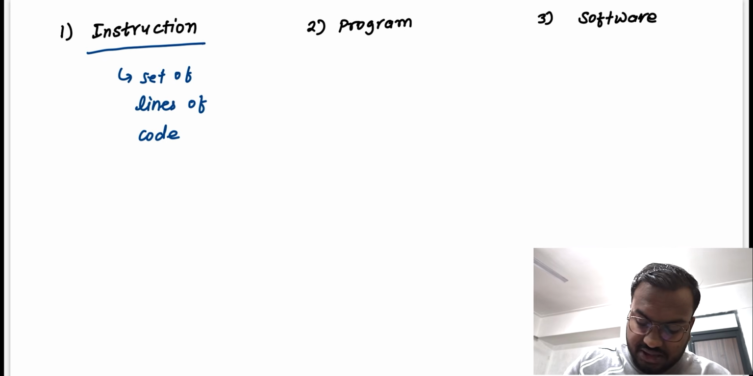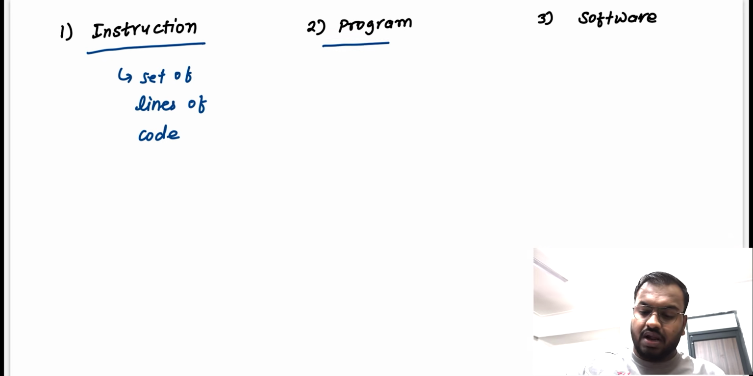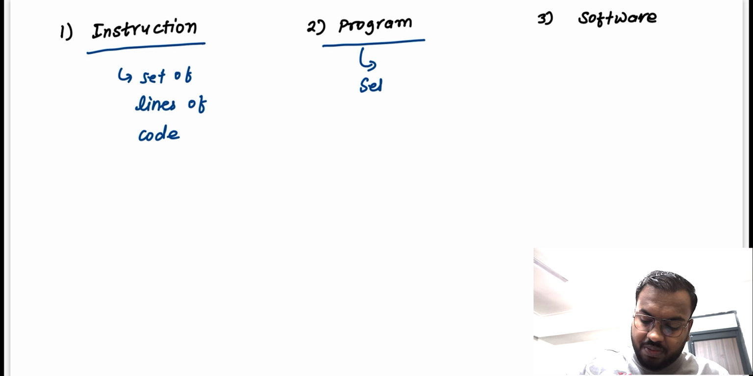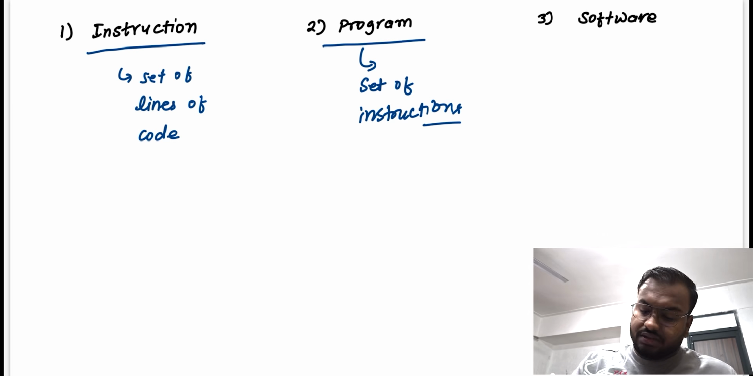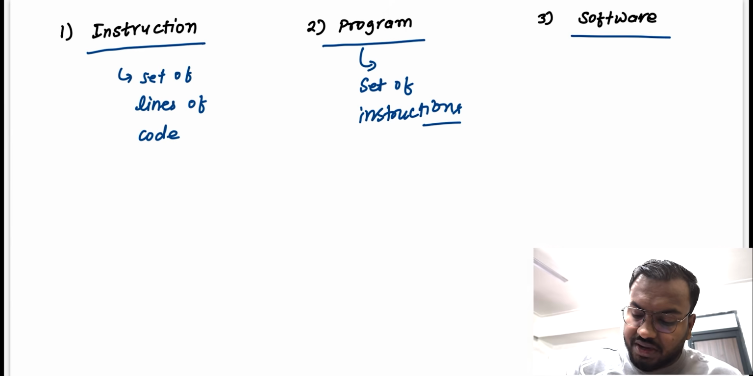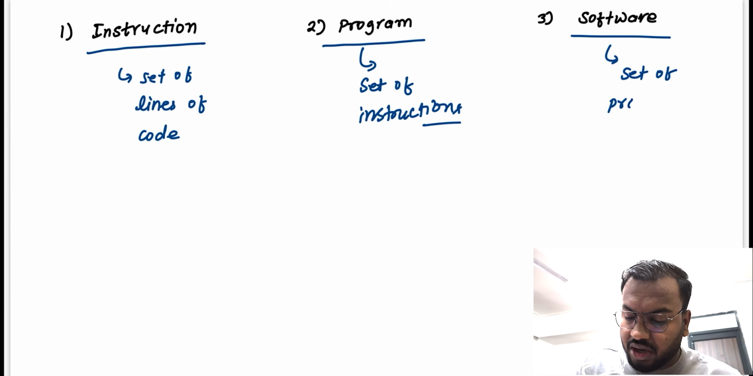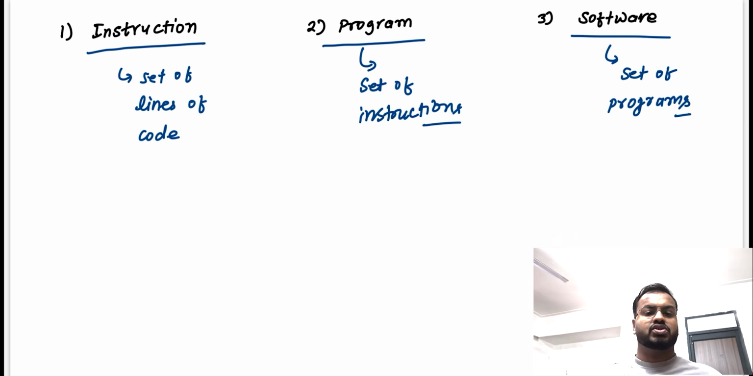Then comes the next thing, which is program. Now what is program? Program is nothing but a set of instructions, which means when you combine multiple instructions together, that will be a program. And the third one is software. Software is nothing but a set of programs, or you can say that a collection of programs becomes a software.